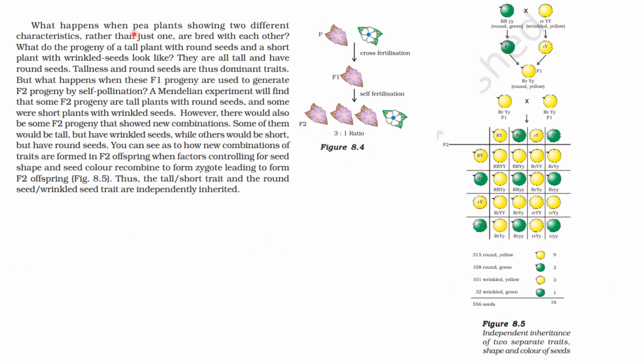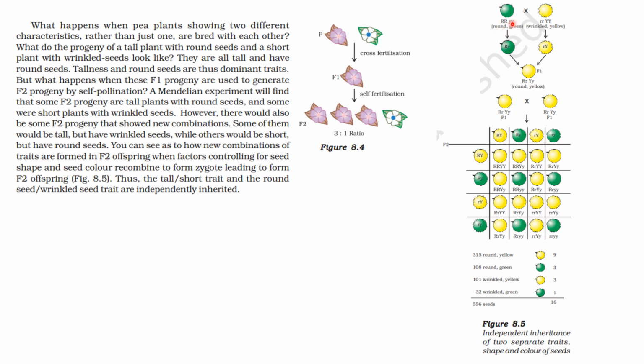So now we will talk about pea plants. ठीक है, they show two different characteristics rather than one. They are bred with each other. ठीक है, what we are doing, you can understand it through this diagram. So cross fertilization you do, you obtain F1. Now self fertilization ratio would be 3:1 again, right? So next we see independent inheritance of two separate traits, shape and color of seeds. दो चीजें ले रहे हो आप.